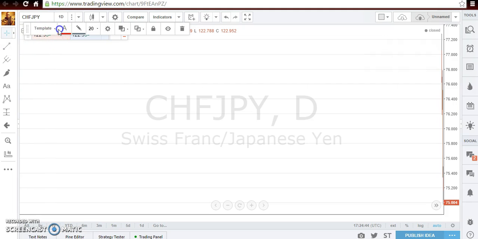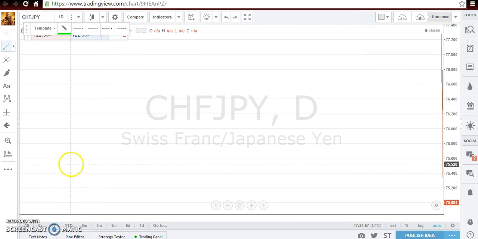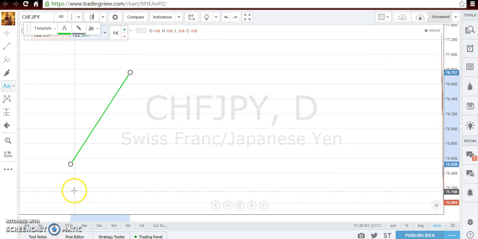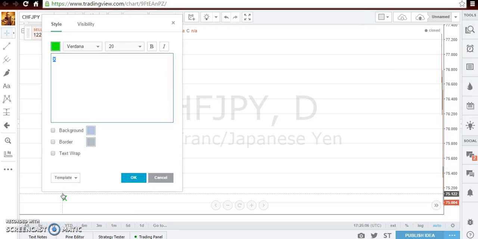The first impulse leg I'm going to draw is an impulse leg for a bullish bat pattern, and that goes from the bottom left to the top right. This is the impulse leg for a bullish bat pattern. I'm going to label it, just to avoid confusion, bullish bat pattern.